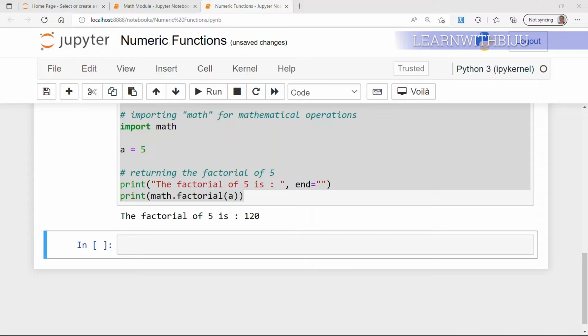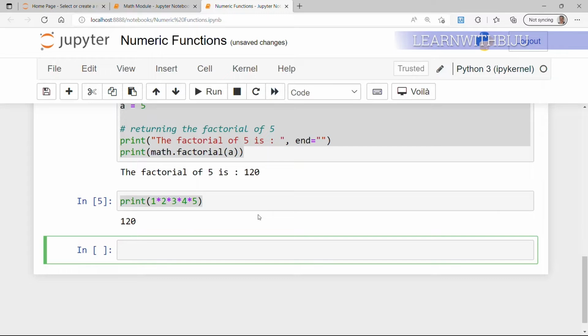So what is the factorial? Factorial is the product of an integer and all the integers below it. So how do you know if 120 is correct or not? What we can do is print 1 into 2 into 3 into 4 into 5. This is the factorial. So 120, I am getting 120.